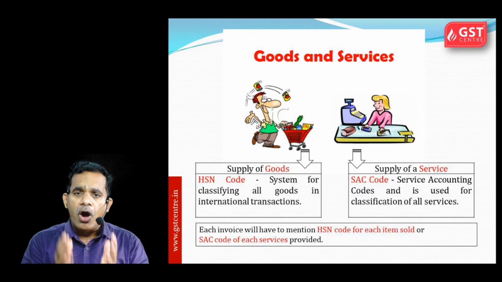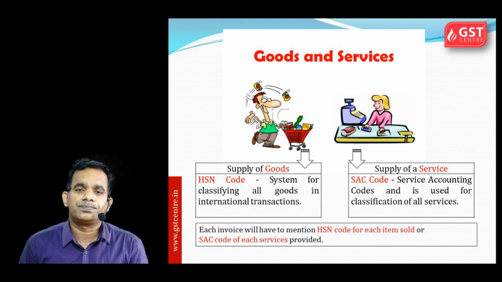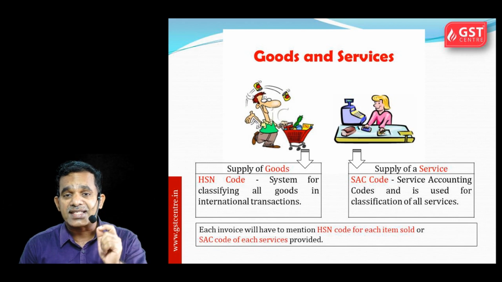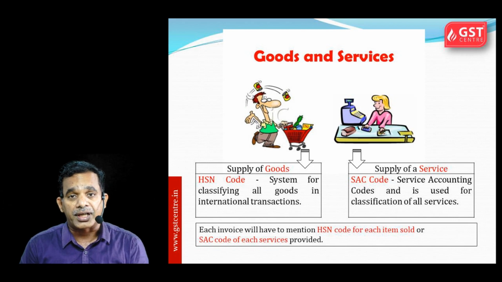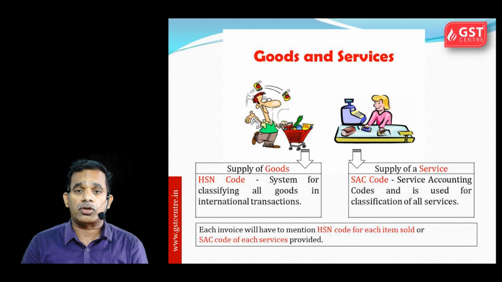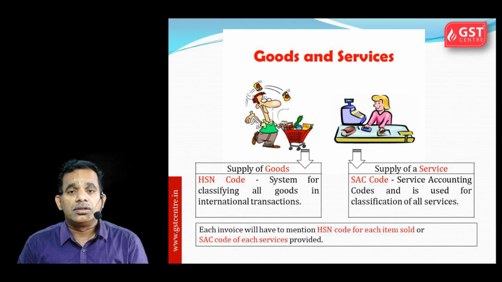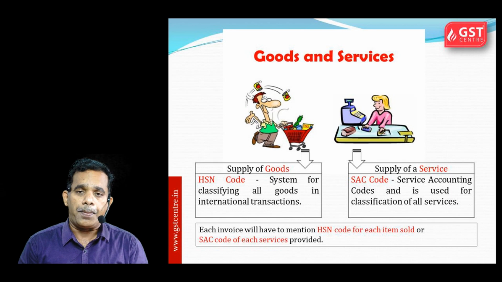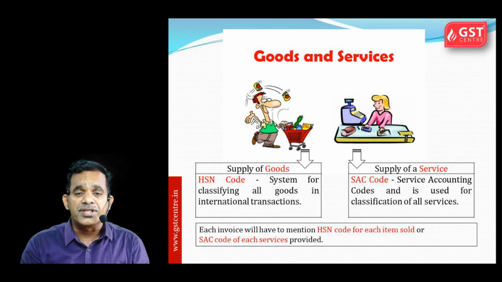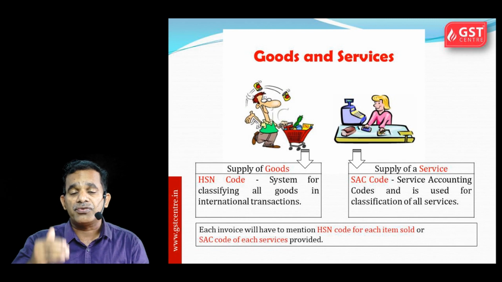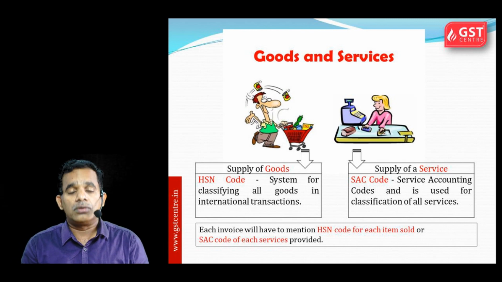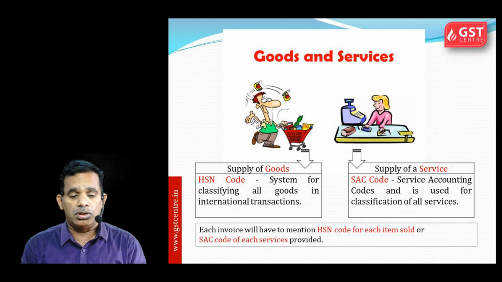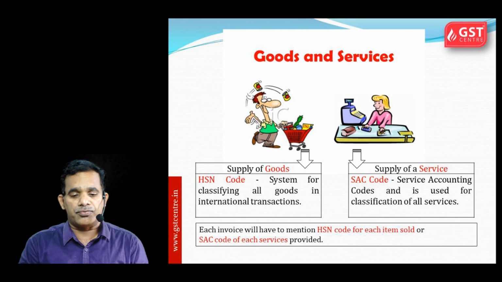Then, how will we know the correct tax rate? If you are considering goods, then you have to search the HSN code, that is Harmonized System of Nomenclature. That is a universal code, so you should search and find out the GST rate applicable for your goods. If you are supplying services, then you have to search the Service Accounting Code, SAC. So HSN and SAC are very important. You need to know the rates for your goods and services.